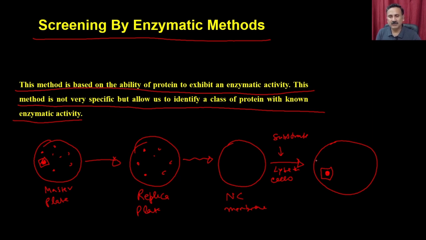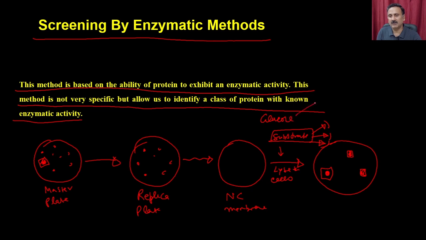The only issue with screening by the enzymatic method is that it may not be unique, because in some cases you might see that multiple clones give you the activity. A substrate is a very non-specific probe, because a substrate can be used by multiple enzymes, and that's how it may misguide you in terms of getting the clones. For example, if I use glucose as a substrate, right?